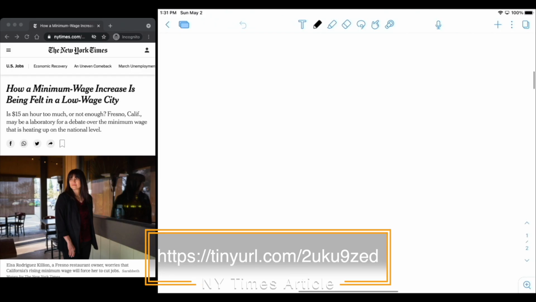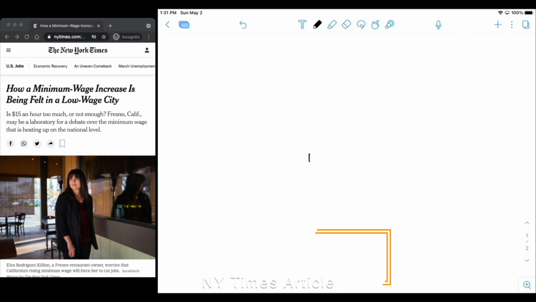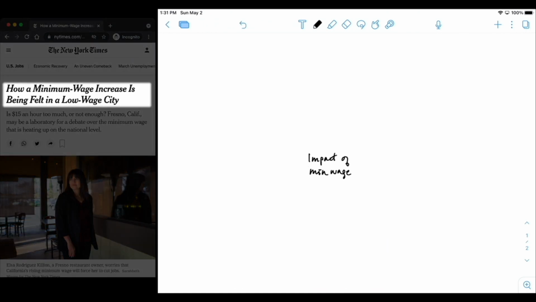If you want to follow along, please use this link. This is a New York Times article written by Sydney Ember. The central idea is about minimum wage, so we'll start with that.